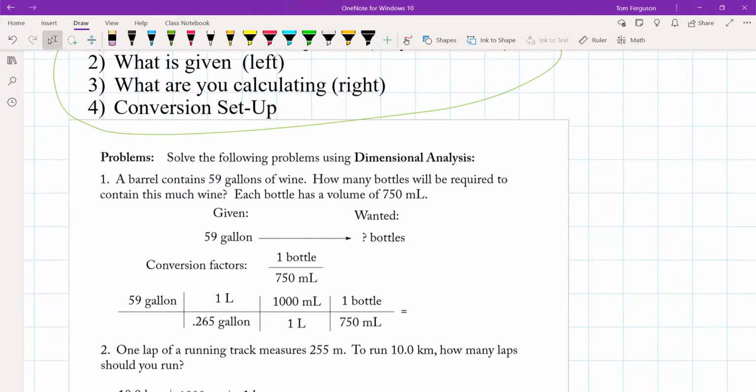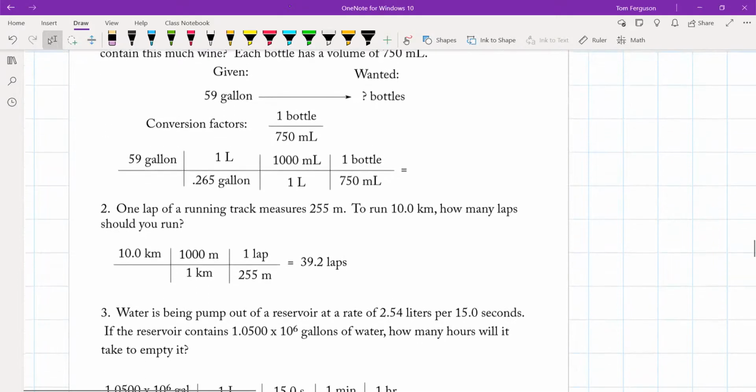So if we're going from 1 dimension to 1 dimension, it's one thing. If we're going from 2 dimensions to 2 dimensions, we have to start squaring the conversions. If we're going from 3 dimensions to 3 dimensions, as in volume, we need to cube the conversions. And of course, this is 0.265.